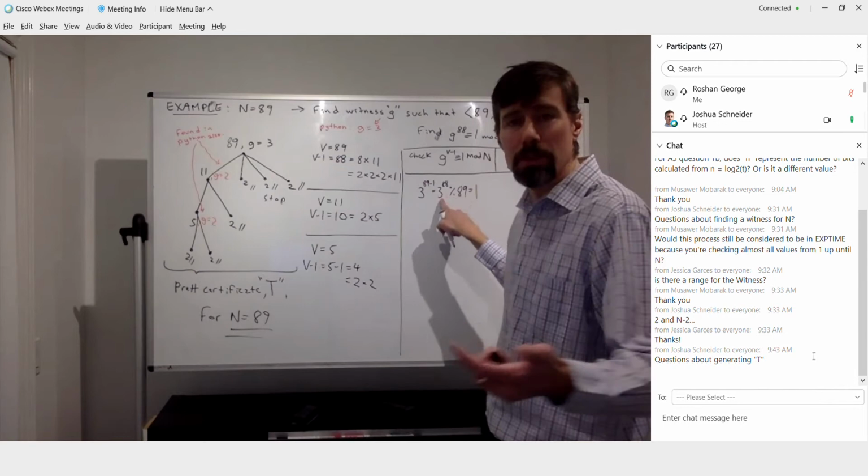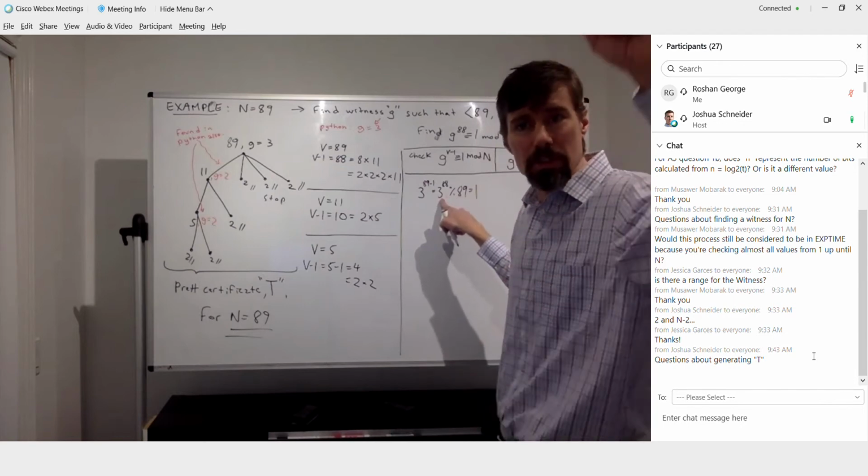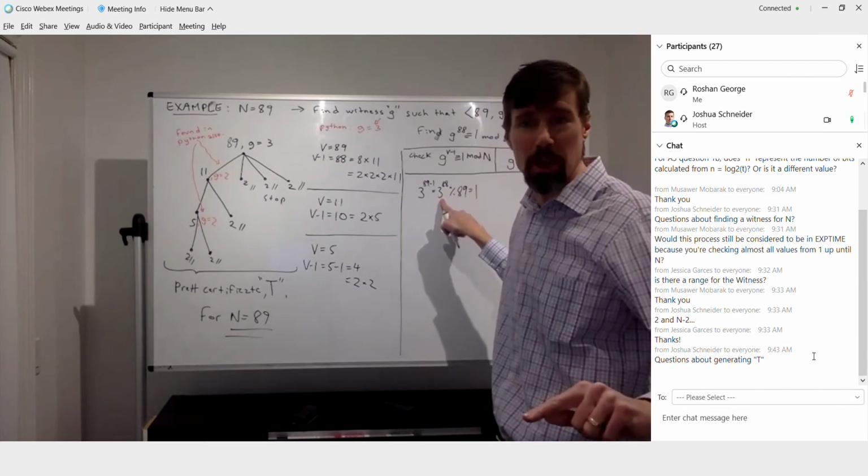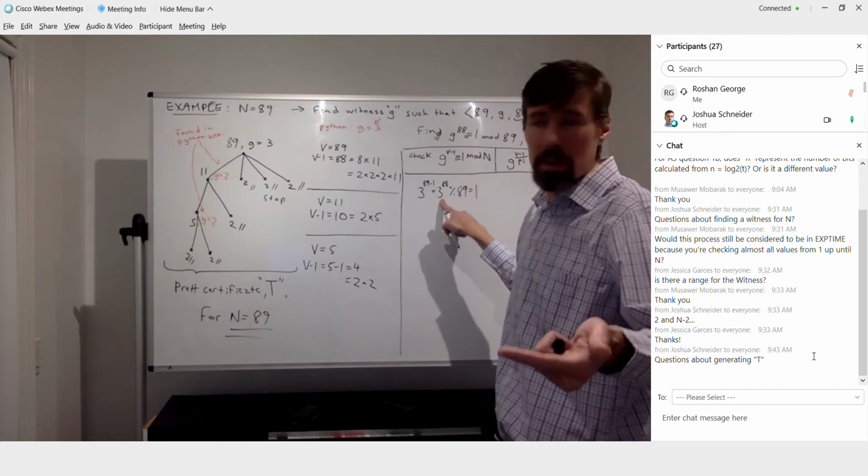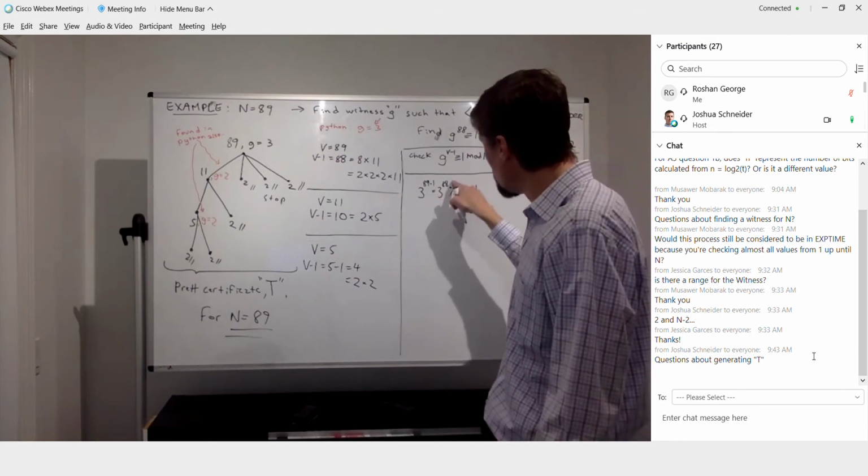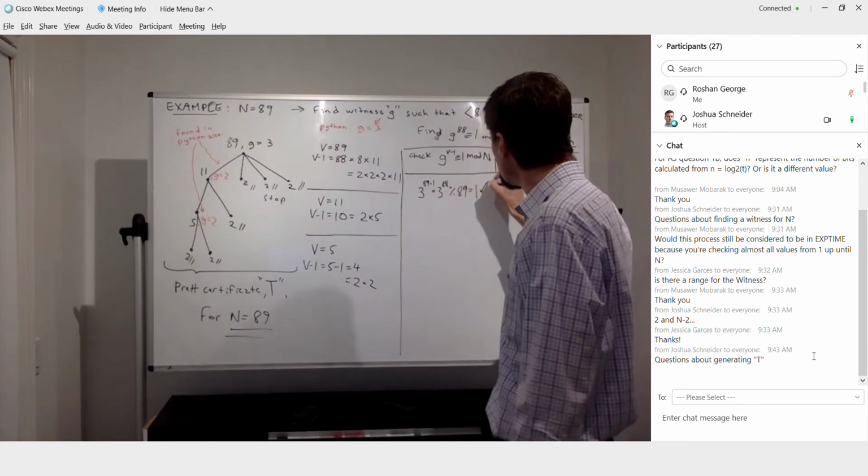Okay, so we check. Again, you can use successive squaring, but in Python, we just saw that with the base 3, the only spot where it goes to 1 was at the exponent 88. So this one checks out.